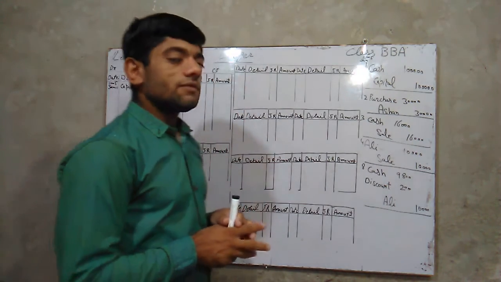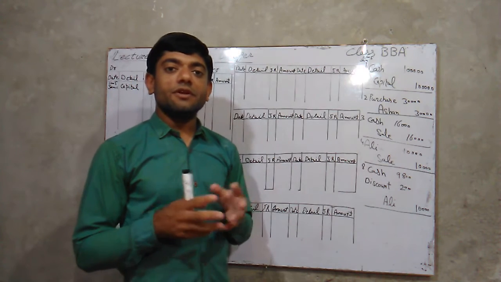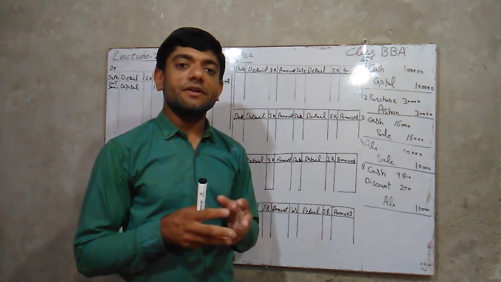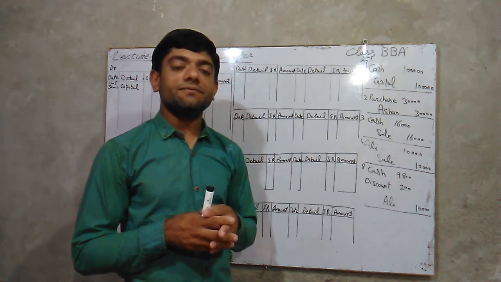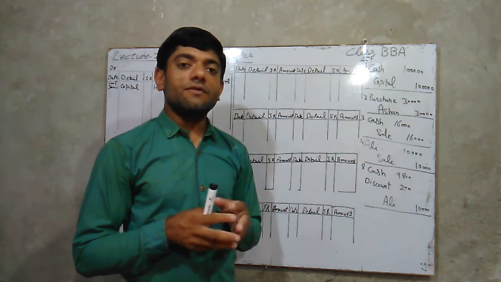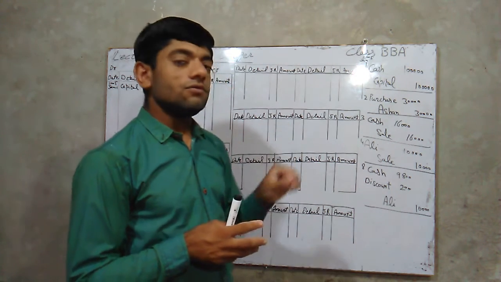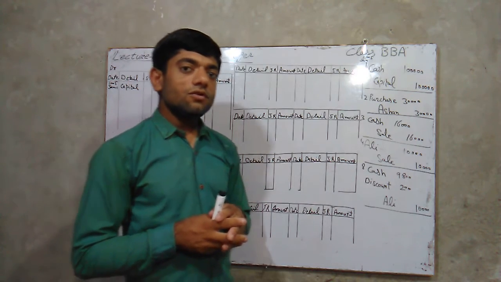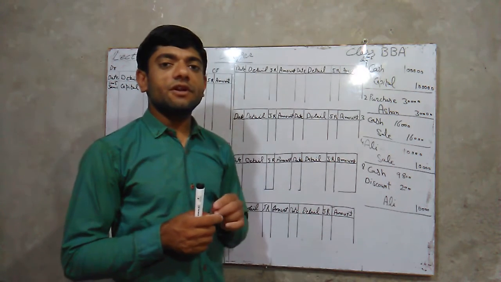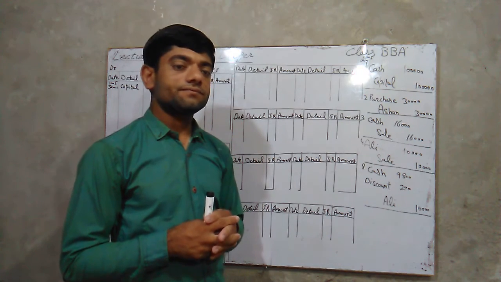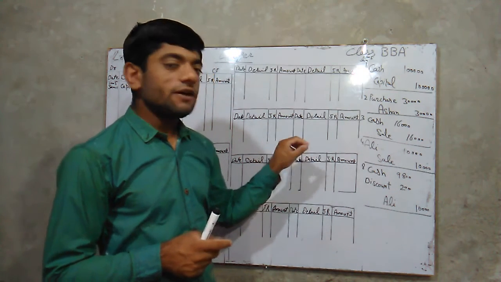What is a ledger? A ledger is a book that includes all accounts: assets, expenses, income, liabilities and capital. A ledger is also called the book of accounts because every account is involved in the ledger book. Posting means that when we transfer an entry from the journal to the ledger, it is called posting. And the format of a ledger.